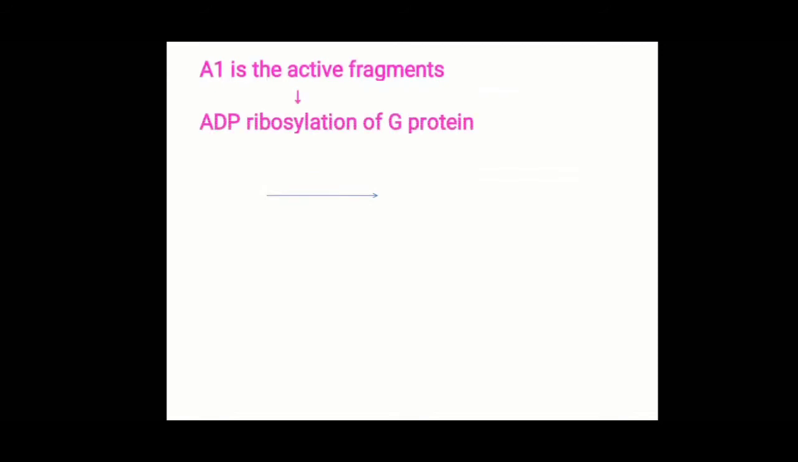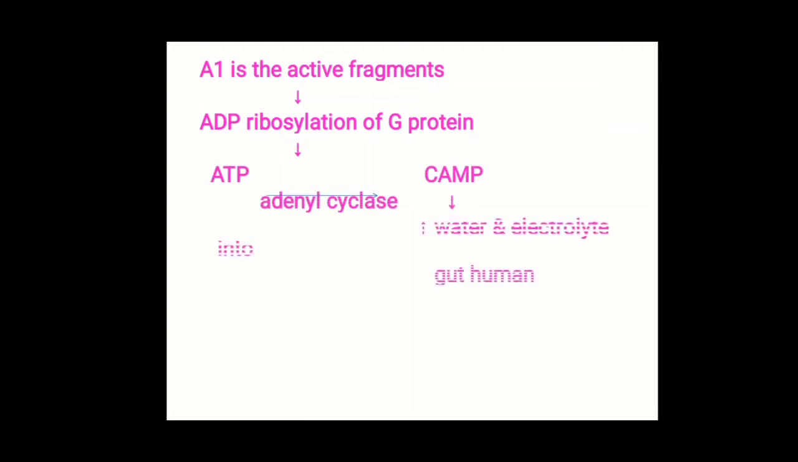There is ADP ribosylation of G protein. The fragment A1 activates adenyl cyclase, which leads to the formation of cyclic AMP. It leads to increased outflow of water and electrolytes into the gut lumen with consequent watery diarrhea.